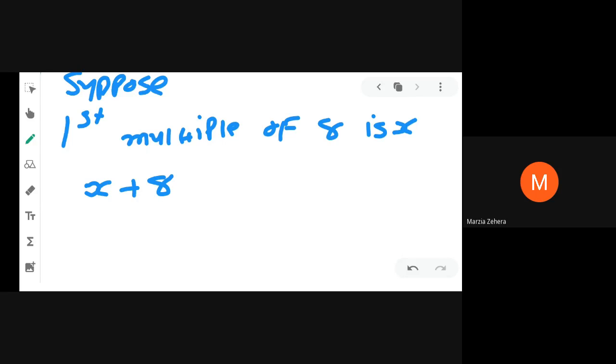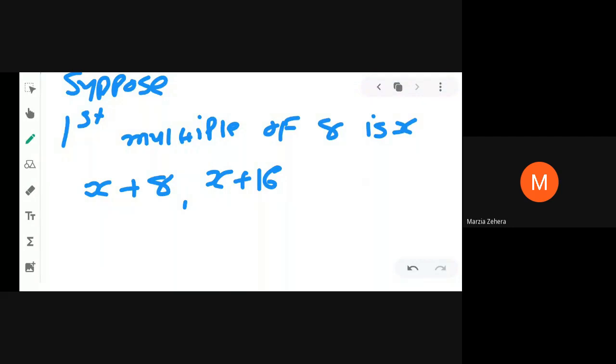32. So in every number we have to add 8, right? If we suppose that the first multiple of 8 is x, then the second multiple is x plus 8, and the third multiple is x plus 16. First we are converting this statement into equations: x, x plus 8, and x plus 16. Now you can read the question again.